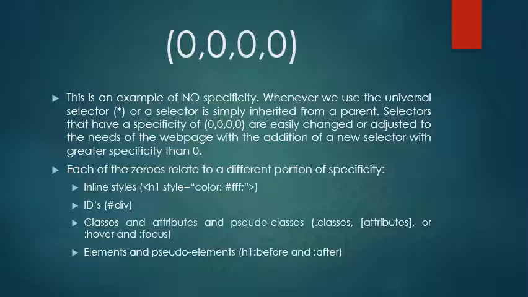Each of the zeros relate to a different portion of specificity. Inline styles are the first 0, IDs are the second 0, which is the second strongest. The third 0 relates to classes and attributes, as well as pseudo classes. The last is the weakest and only applies to elements and pseudo elements.